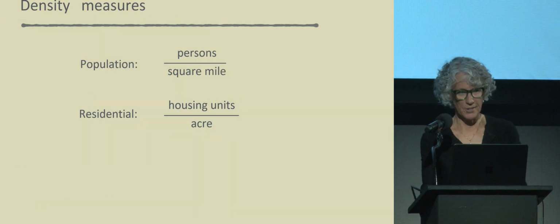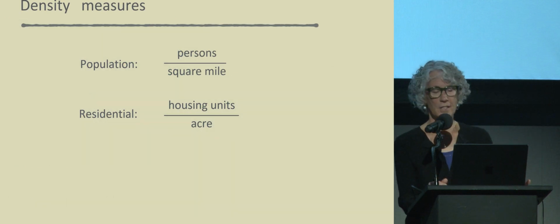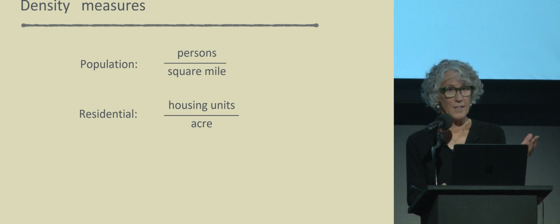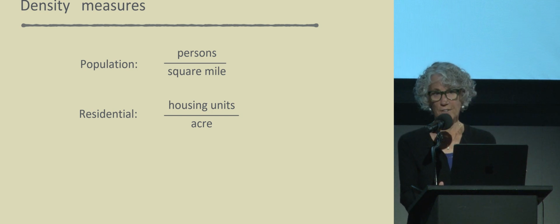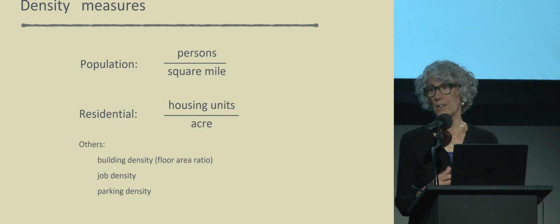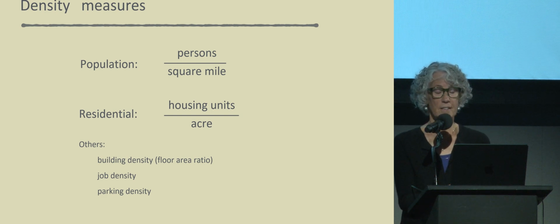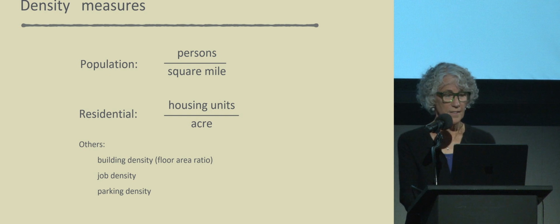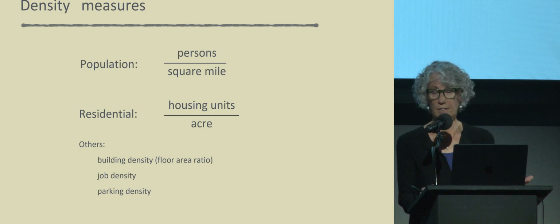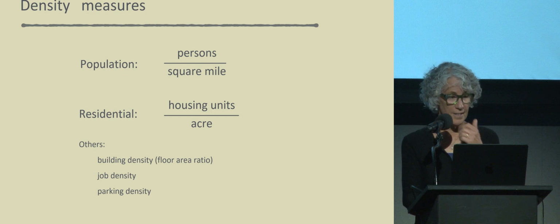So here's some basics about density. It's helpful to know how it's expressed. It's a ratio. It's the number of persons per square mile, that's for population density, and for residential density, it's the number of housing units per acre. And then there are other ways to measure density, different types of density. It's useful to know building density in terms of a floor area ratio, and a lot of planning offices use that measure for much more urban environments. You can try to figure out the number of jobs in a certain area, if you're an economic development person that's useful, or parking density.